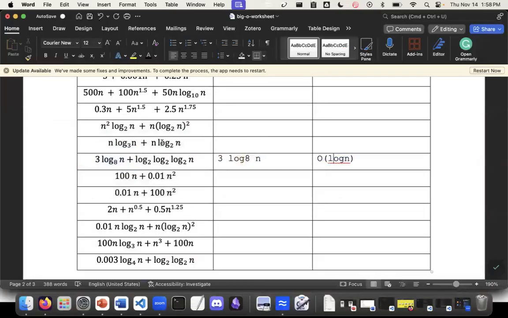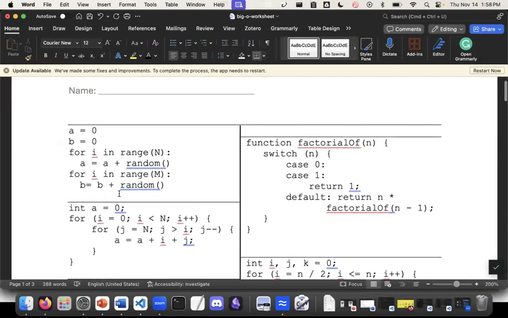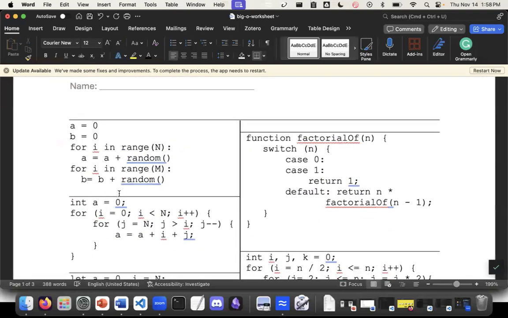So let me just walk you through the worksheet so you'll know what's expected of you. Do I want to put you in pairs? Yeah, I'll put you in pairs. And then can I have everybody listen while I explain the worksheet, please?